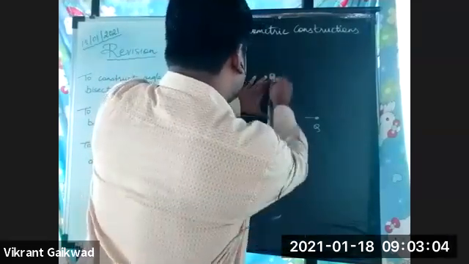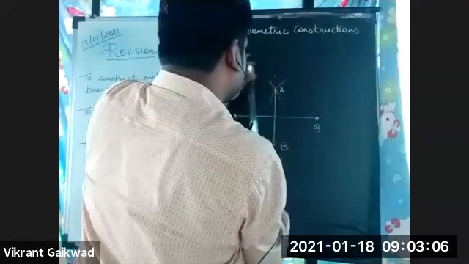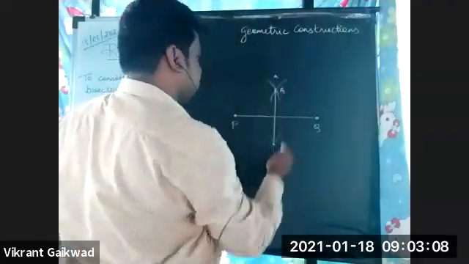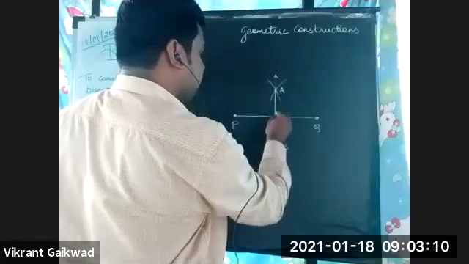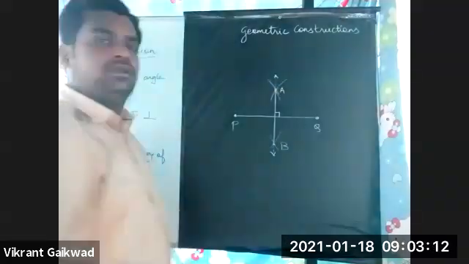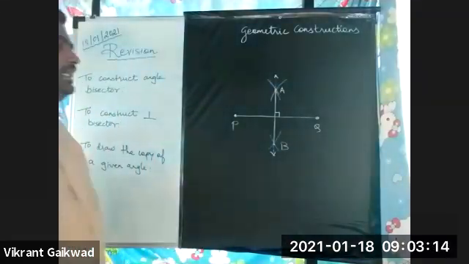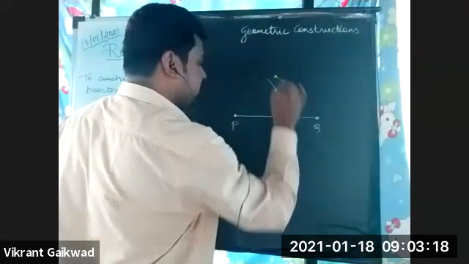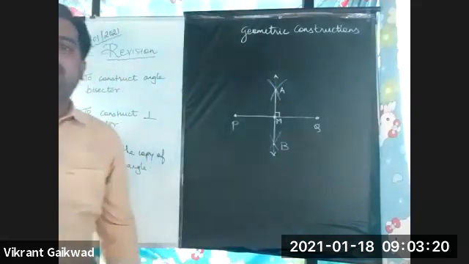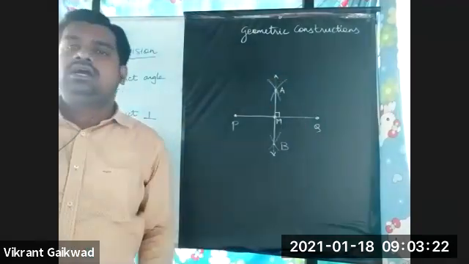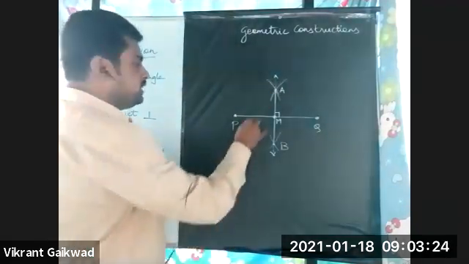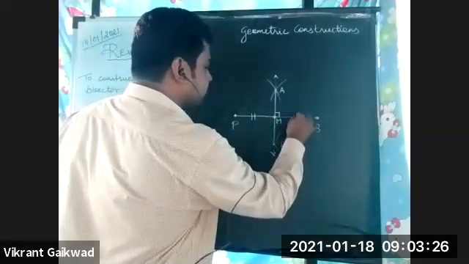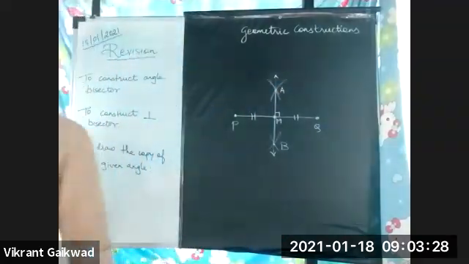Okay, you can extend the lines. So when you join A and B, the line where it meets PQ, at that point it is going to form a right angle. That is the perpendicular bisector. That means you'll get distance of PM equals distance of QM.